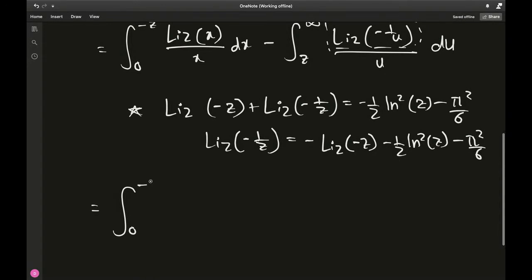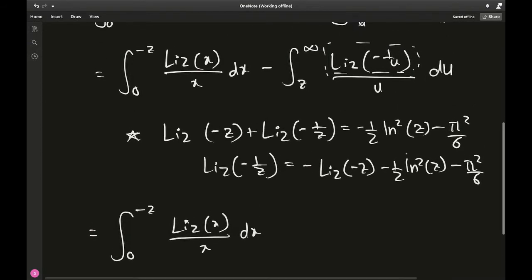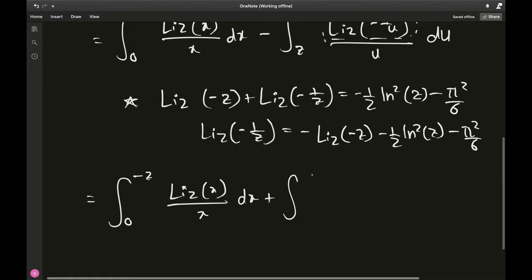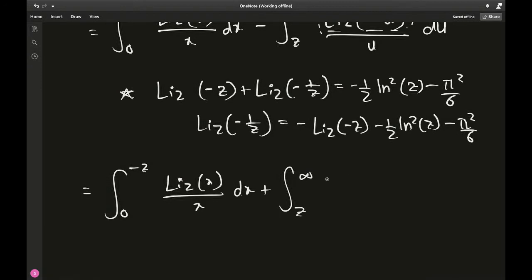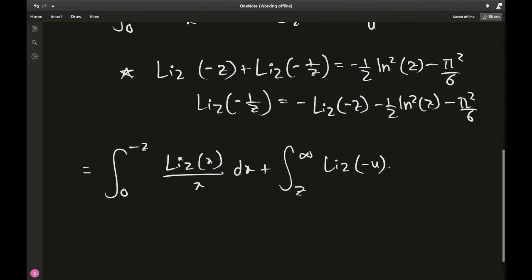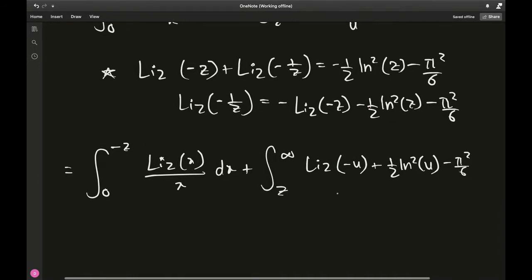We have the integral from 0 to negative z of the dilogarithm of x divided by x, dx. All these terms have a negative, so it will be an addition: the integral from z to infinity of the dilogarithm of, our variable was u, so negative u, plus, because we factorized out the negative, half natural log squared of u minus pi squared over 6, everything divided by u, du.